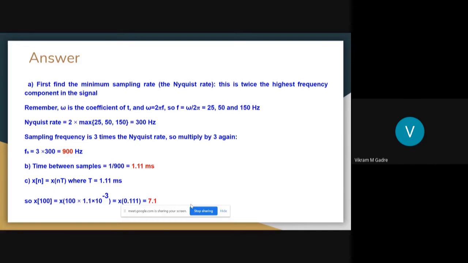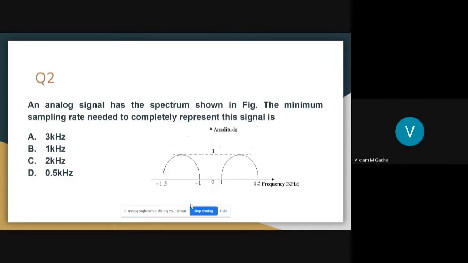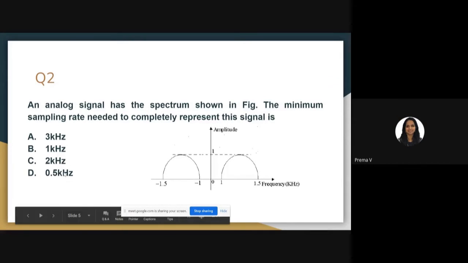Thank you. You can take one more question. Yes. Next question. An analog signal has a spectrum given in the figure. The minimum sampling rate needed to completely represent the signal is. Here the options are given: 3 kilohertz, 1 kilohertz, 2 kilohertz, and 0.5 kilohertz.